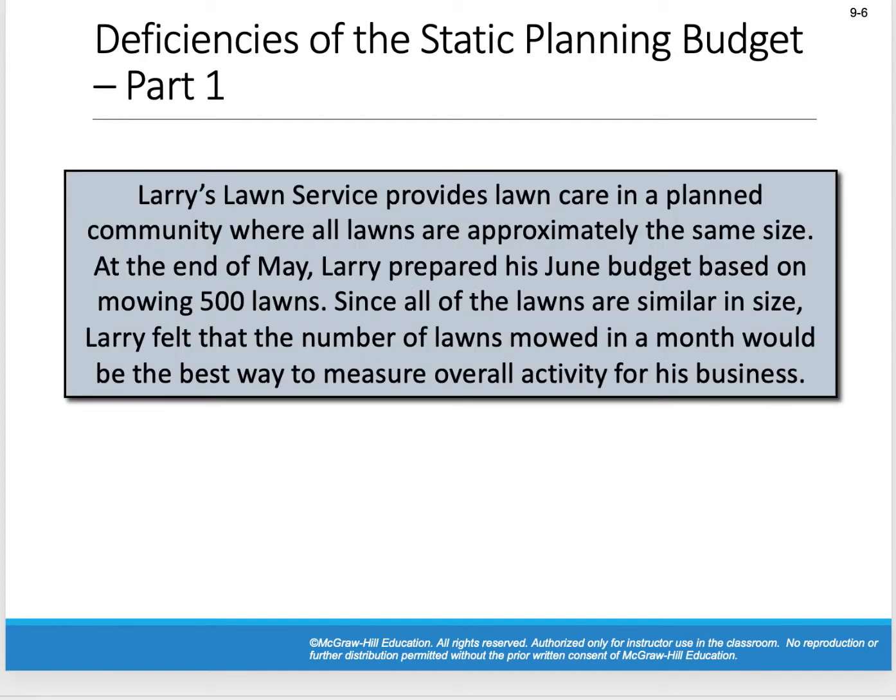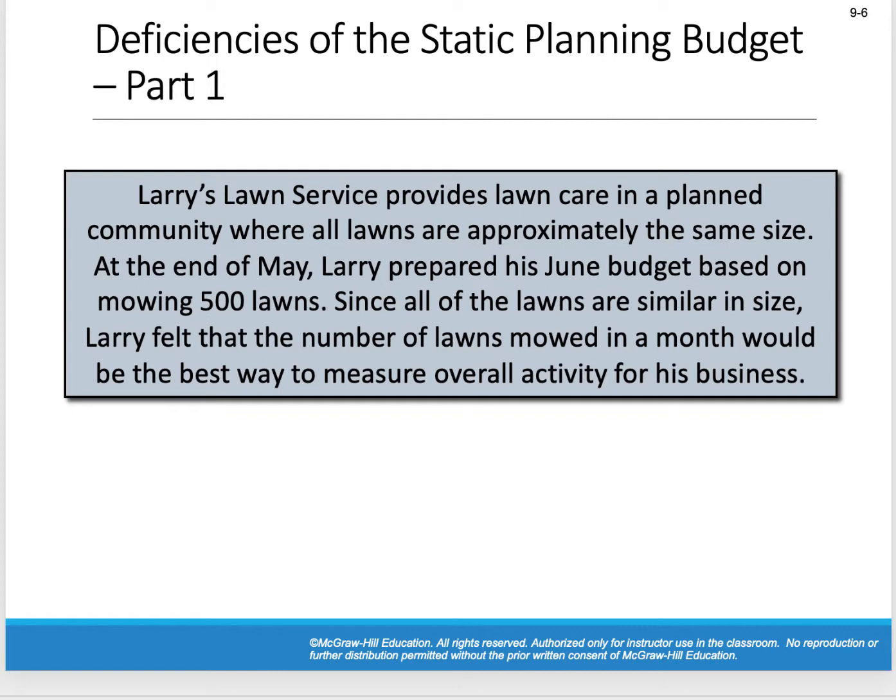So they tell us that Larry's Lawn Service provides lawn care in a planned community. Okay, I don't know what a planned community is. I guess it's cookie cutter housing. Everybody has the same size yards, white picket fence, I'm assuming. I don't know. Anyways, they tell us that all lawns are approximately the same size. And at the end of May, Larry prepared his June budget based on mowing 500 lawns. So right off the bat, his planning budget says, if I mow 500 lawns, my revenue should be X, and all my expenses should be Y, okay?